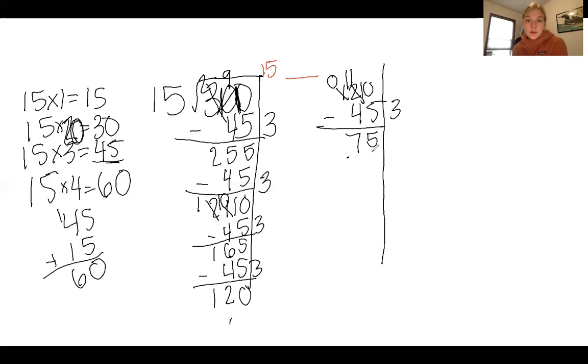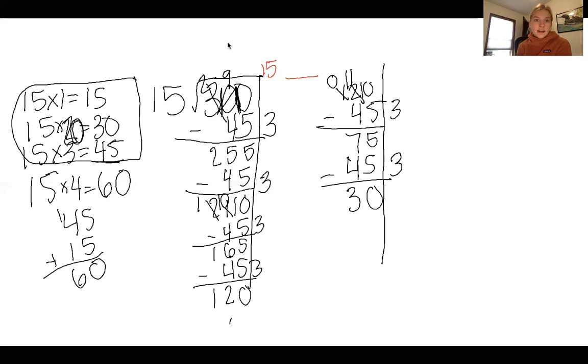75. Well, I'm going to pretend I know my biggest fact is 15 times 3. Write 45. See what we have left over. 5 minus 5 is 0. 7 minus 4 is 3. Oh, wait. 30. I think I know that math fact. I think I wrote that down over here. I see that 15 times 2 equals 30.